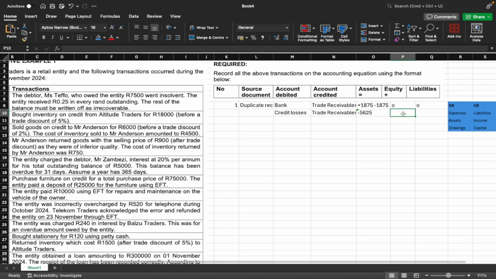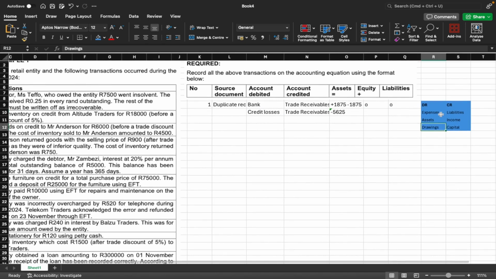Remember what goes under equity? Well, I can already tell you now. We've got expenses, as I've just mentioned. Credit losses is one of them. We've got drawings. And on the credit side, we've got income and capital. So whatever is on the credit side increases our equity. Whatever is on the debit side decreases our equity. So we're going to put a negative under equity, negative 5,625 rand, because of the credit losses, which is an expense which we have debited, but it's reducing our equity.